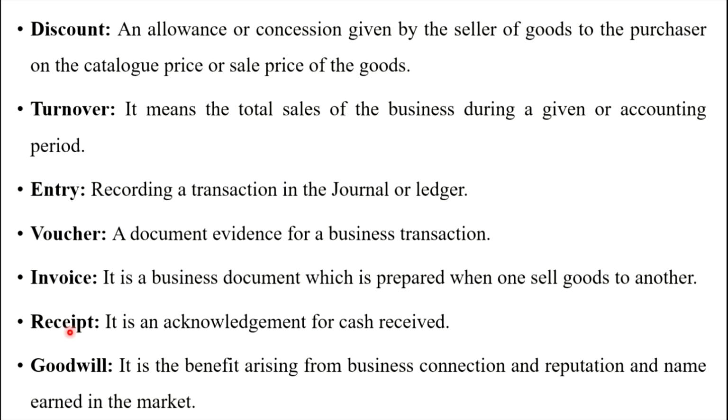Then receipt. Receipt, it is an acknowledgement for the cash received and it is issued to the party paying cash. Then goodwill. Goodwill, it is the benefit arising from the business connections and reputation and name earned in the market. Goodwill is one type of intangible asset.